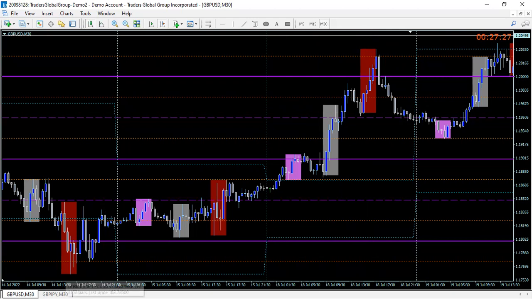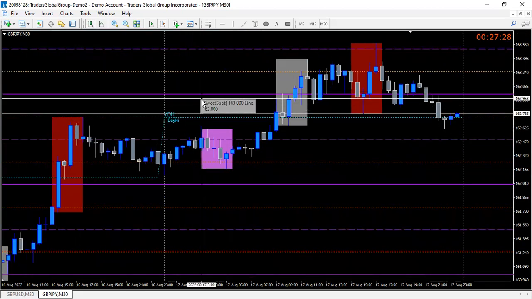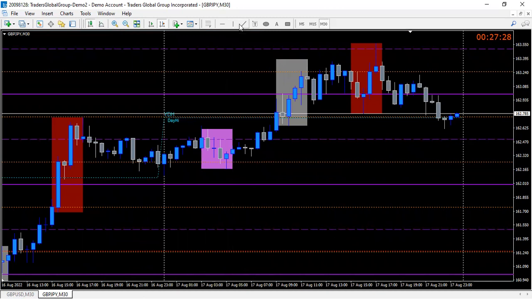Okay, let's look at the pound yen, and what it did for today. We're inside of our 100 pip box. Our 100 pip box is here. Like I told you guys before, price is always inside of the 100 pip box.